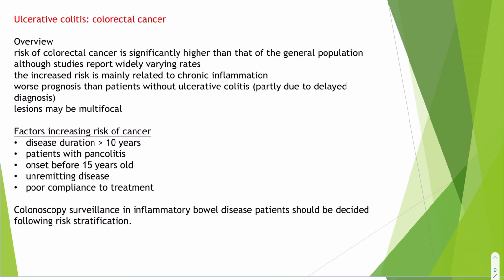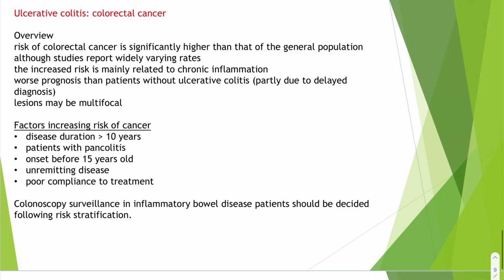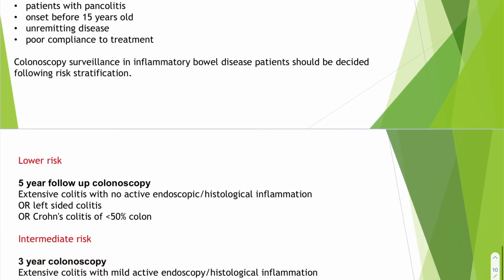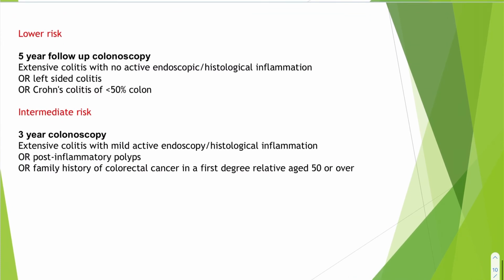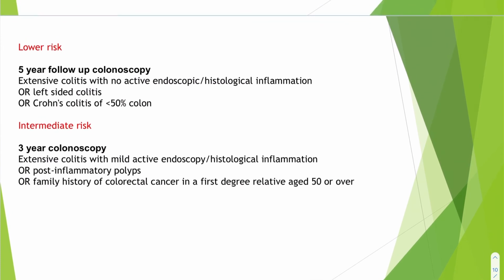Colonoscopy surveillance in inflammatory bowel disease patients should be decided following risk stratification. So now I'm going to talk a bit about which patients we should do the surveillance in and how frequently. If the patient is low risk, then we do a 5-year follow-up colonoscopy. Low risk means although there is extensive colitis, there is no active endoscopic or histological inflammation, or simply the patient has left-sided colitis or Crohn's colitis of less than 50% of the colon. So in those patients, we do colonoscopy every 5 years.